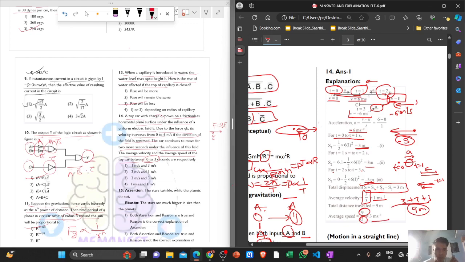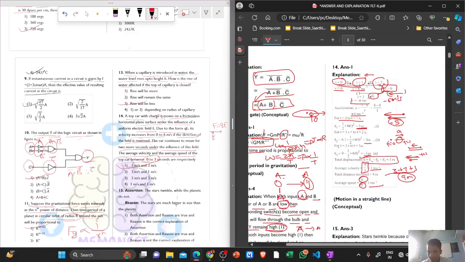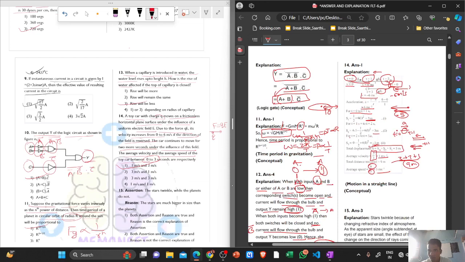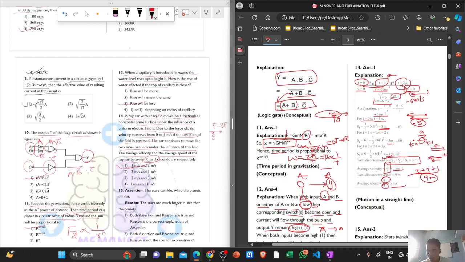So the correct option is option number 1. It's simply a kinematics problem mixed with an electrostatics concept. Okay, I hope you understand the solution. Now moving to the next question.